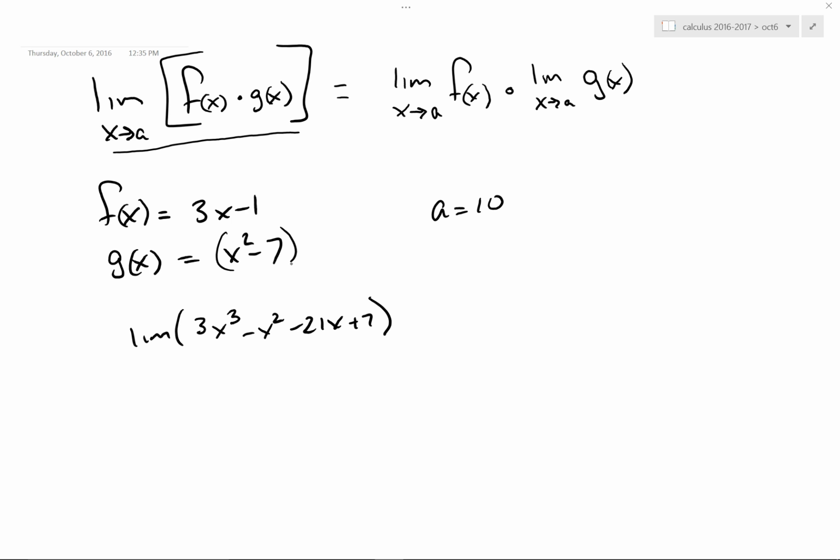Mr. Grimm, how did you do that? I foiled these guys out. You with me on this? You see what I'm saying? I just distributed this times this. What is the limit as x approaches 10? Well, I don't know, Mr. Grimm. I don't know. But I do know that I can take these ones individually, you see.